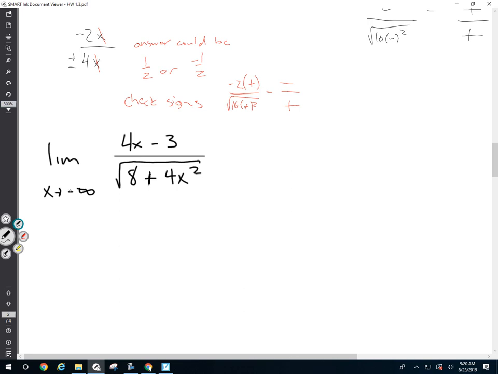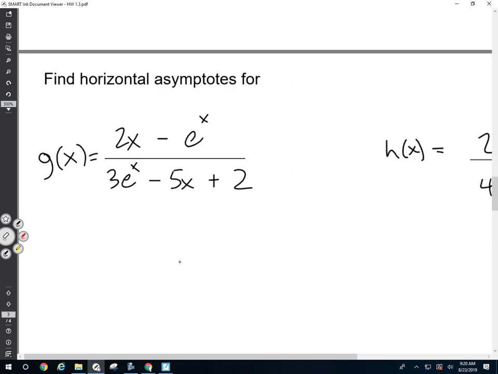Instead, let's just do this. We're plugging in negative infinity. I got a plus 4x squared. Okay, well, 3's gone. 8's gone. I get 4x over root 4x squared. That simplifies to be 4x over 2 times plus or minus x. That becomes plus or minus 2.